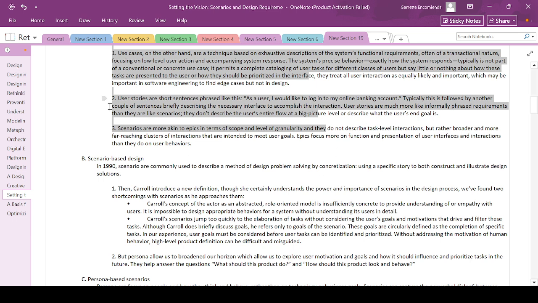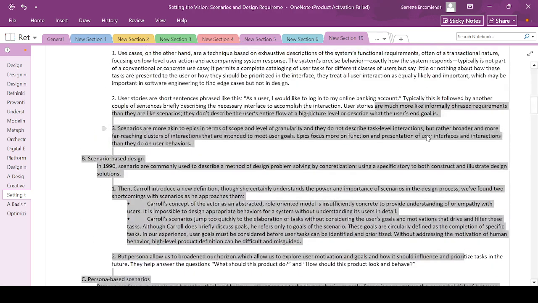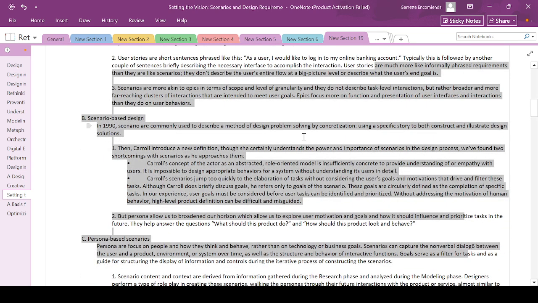Typically, this is followed by another couple of sentences briefly describing the necessary interface to accomplish the interaction. So we have this problem, and then you provide this interface as the solution. User stories are much more like informally phrased requirements than they are like scenarios. They don't describe the user's entire flow at a big picture level or the user's end goal. They only describe the task level, what the actual task is that is hindering this user. It doesn't say anything about the big level detail about goals that we discussed in the previous videos.